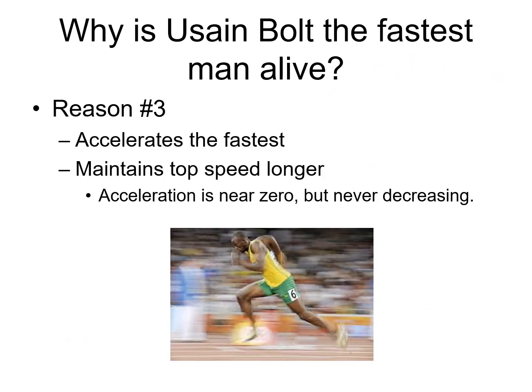So why is Usain Bolt the fastest man alive? He accelerates the fastest and he maintains top speed longer. Acceleration is near 0, but it is never decreasing. Compared to his fellow sprinters, they may have accelerated, but they got to their top speed sooner. Usain Bolt maintains his top speed longer and never has a negative acceleration. So he never slows down until the end of the race where he eventually stops, but you get it.